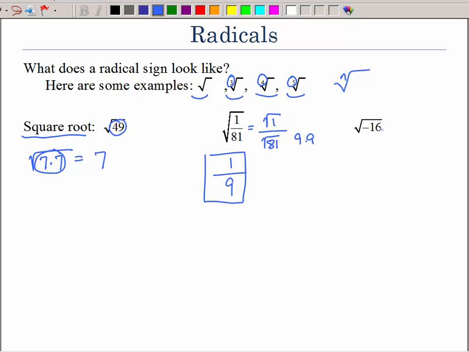But what about here? What two of the exact same numbers could be multiplied to get a negative 16? Well, a positive 4 times a positive 4 is positive 16. And a negative 4 times a negative 4 is still positive 16. We can't mix a negative and a positive because a square root means what number multiplied by the same exact number would give you the inside here. And in this case, there is no real number. And so that's what we want to put, no real number.